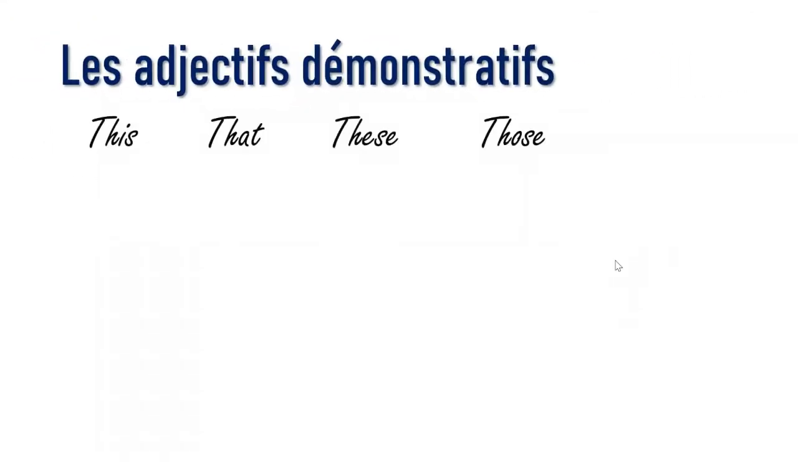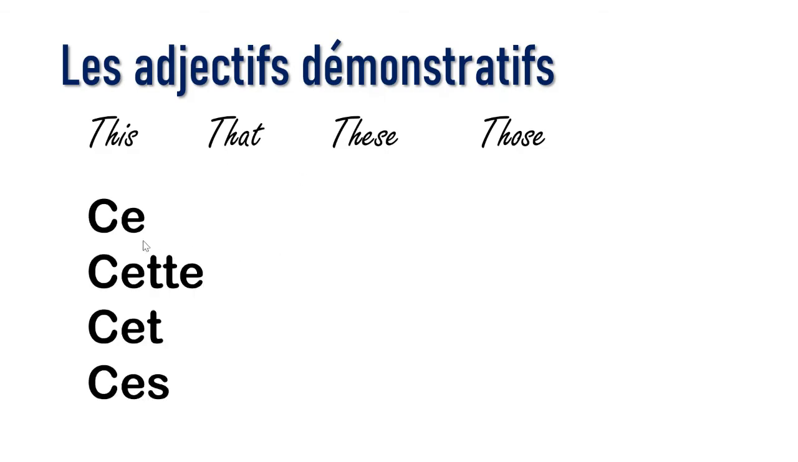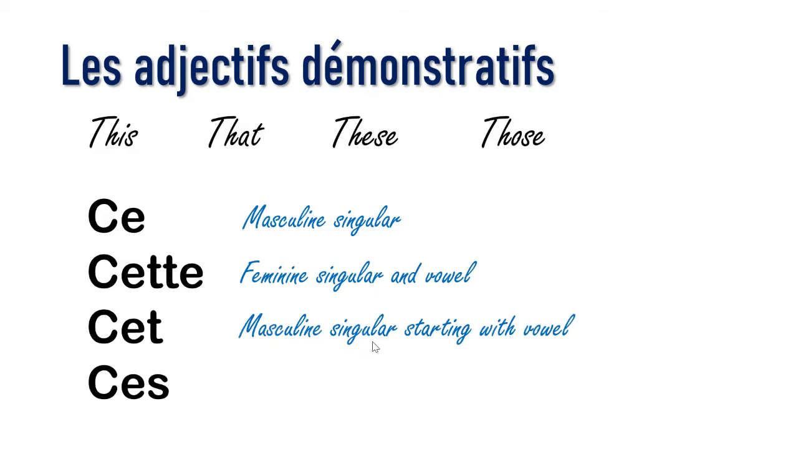In English, there are four demonstrative adjectives: this, that, these, and those, which are used to point out something or someone. Like in English, in French also, there are four demonstrative adjectives: ce, which is used for masculine singular; cette, which is used for feminine singular; cet, which is used for masculine singular starting with a vowel; and ces, which is used for plural, either masculine or feminine.